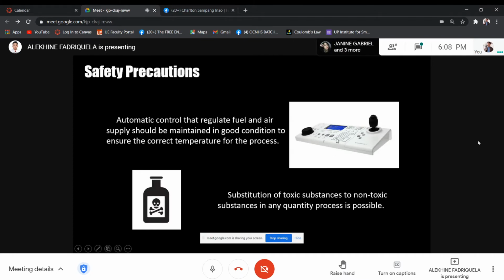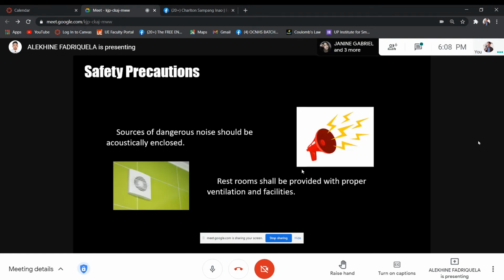Automatic control that regulate fuel and air supply should be maintained in good condition to ensure the correct temperature for the process. Substitution of toxic substances to non-toxic substances in any quantity process is possible. Sources of dangerous noise should be across the floor. Restrooms shall be provided with proper ventilation and facilities.